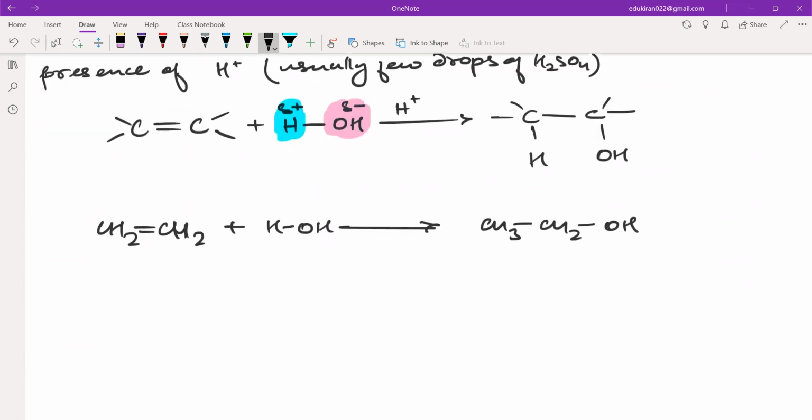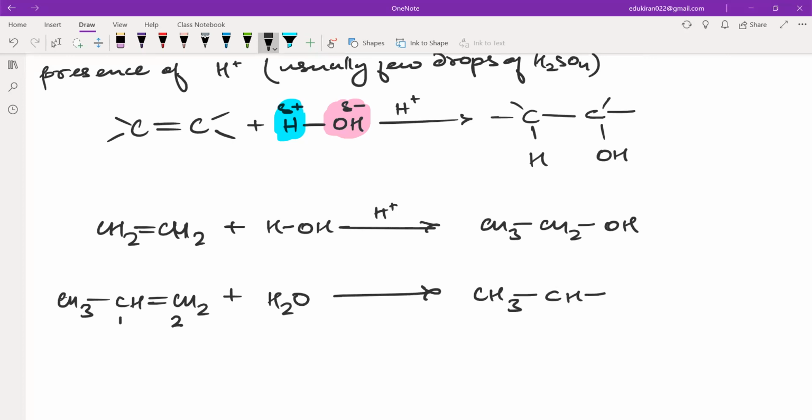But if you have three carbons, that is CH3, CH double bond CH2, then when you are adding water to it in the presence of acid, you have to look at the first carbon and the second carbon. So it is going to follow Markovnikov's rule and it will attach on that carbon which has less number of hydrogen. OH is the negative part, and it's going to attach on that carbon atom which has less number of hydrogen. So CH3, and you will have OH here. Is it clear? Yes or no? Please tell me. Yes, sir.